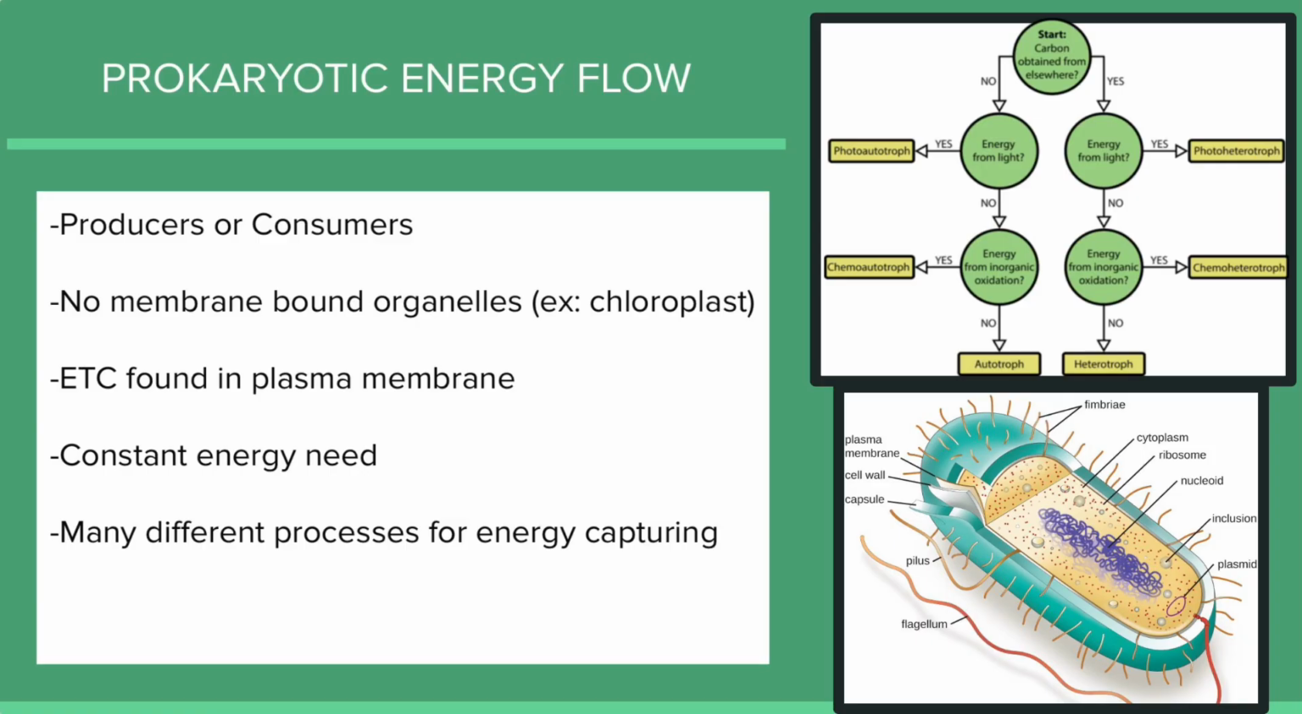Prokaryotes and other domains, bacteria and archaea, have many different ways to get energy. Prokaryotic energy flow is the process by which different prokaryotes get energy in different ways to make ATP. Prokaryotes have their electron transport chain in the plasma membrane. Because prokaryotes don't have many membrane-bound organelles, they do not use chloroplasts or mitochondria, but they can be photosynthetic and use chlorophyll. Like all living organisms, these processes take place constantly.